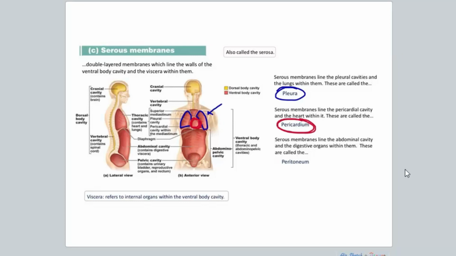And then lastly, we're going to look at the serous membranes that line the abdominal cavity and also the digestive organs within it. Those serous membranes are called the peritoneum. So those are the three different serous membranes that we're going to look at: the pleura, lining the pleural cavity and the lungs, the pericardium, lining the pericardial cavity and the heart, and the peritoneum, lining the abdominal cavity and the digestive organs within it.